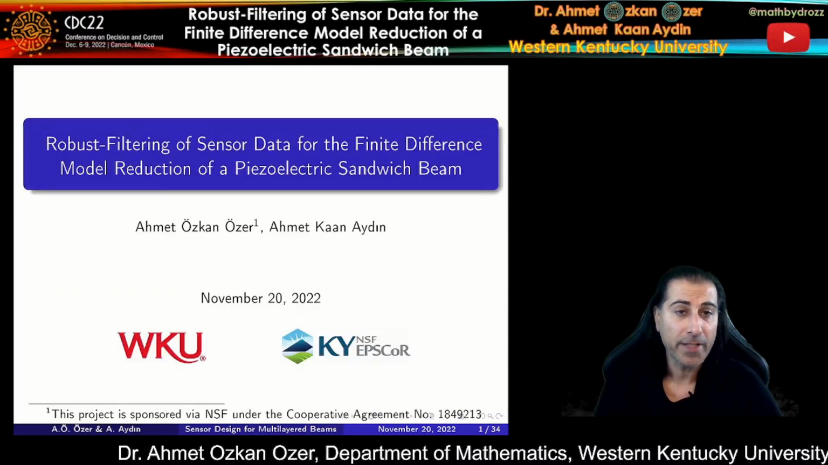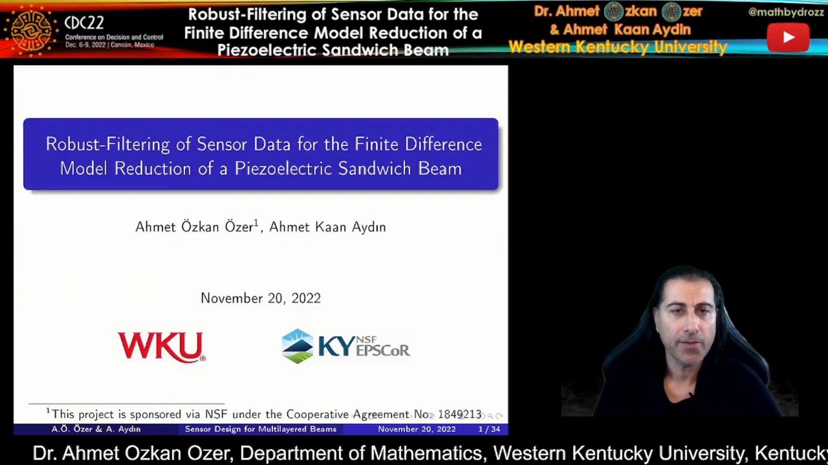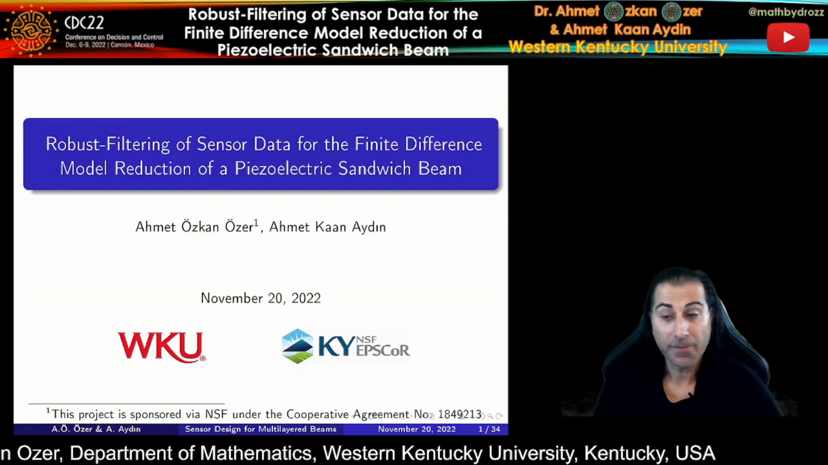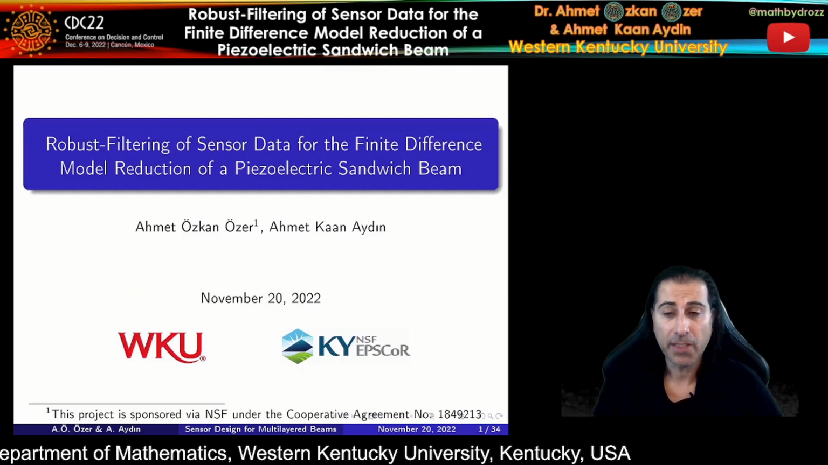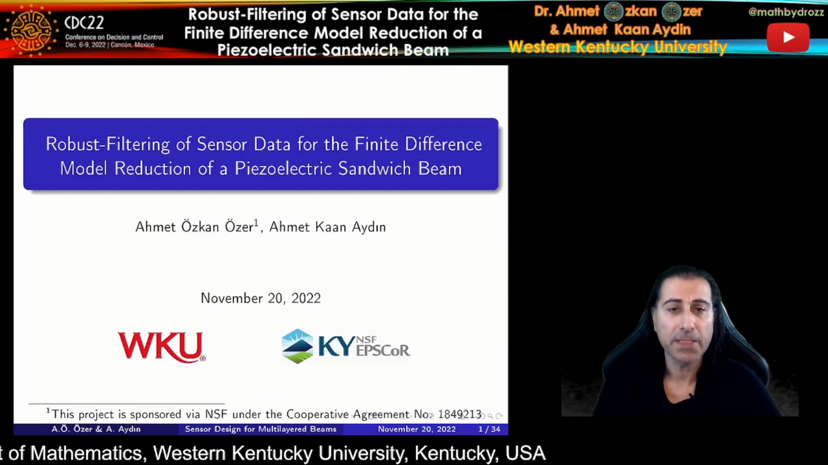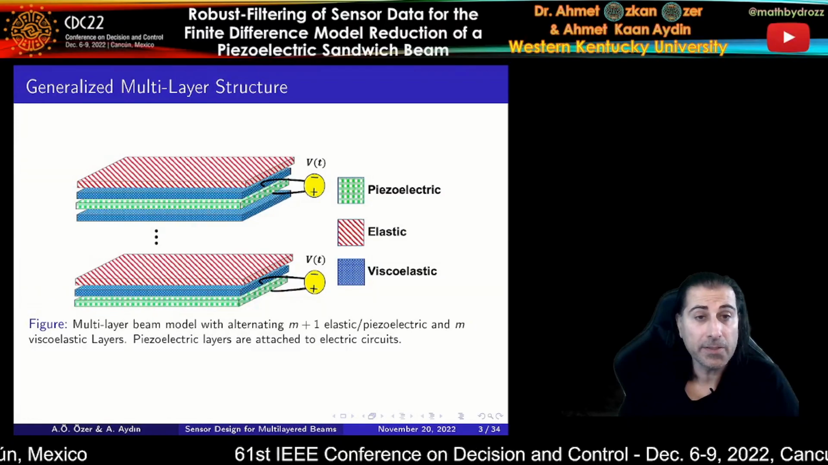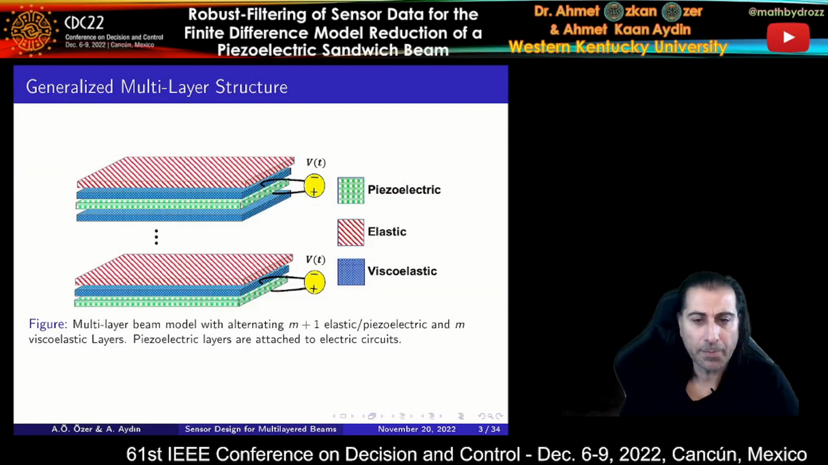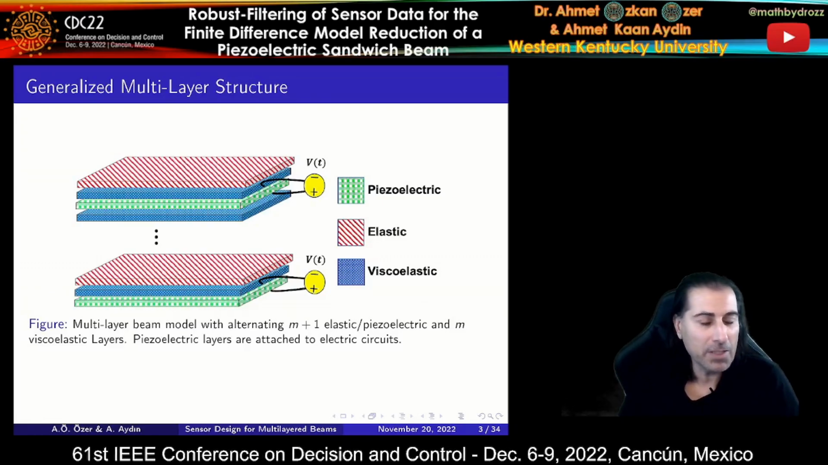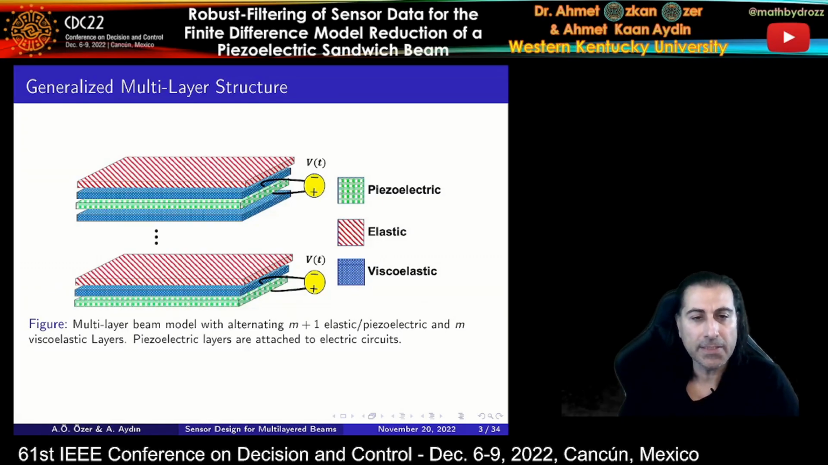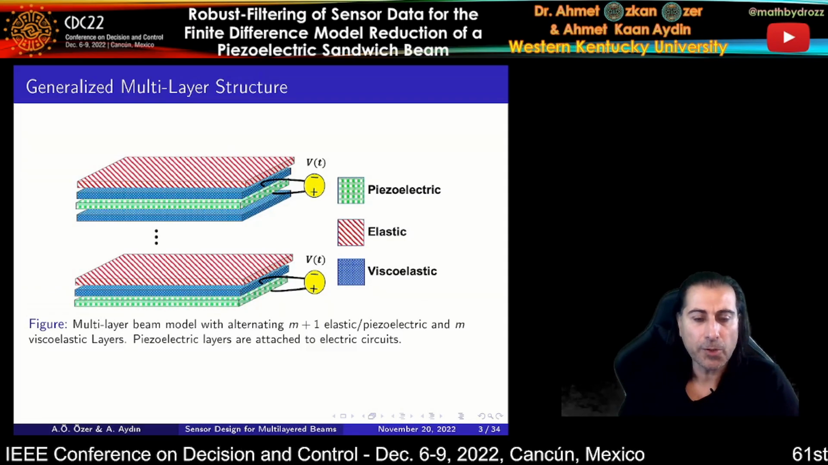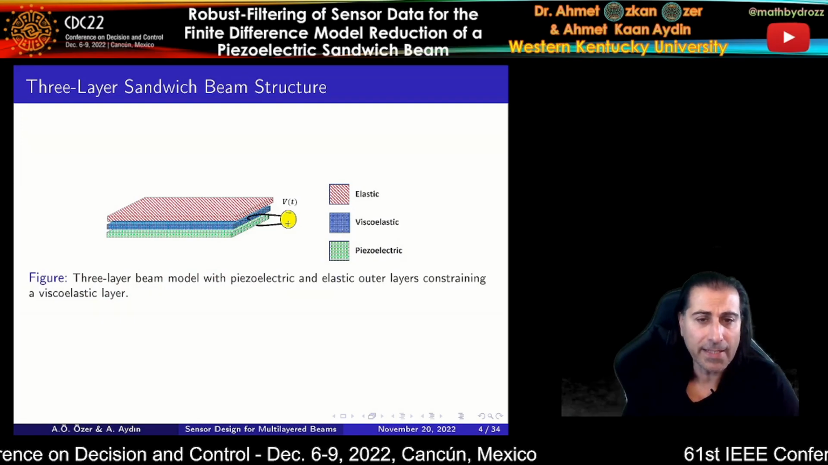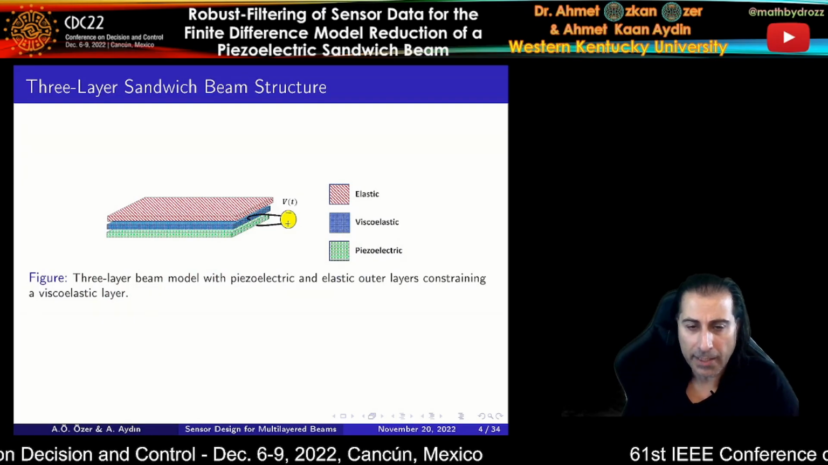This talk is centered around how to come up with a filtering algorithm for sensor data for the finite difference-based model reduction of a piezoelectric multi-layer beam. Here's the multi-layer structure with an arbitrary number of layers. We have M+1 elastic piezoelectric combo outer layers, and then these constrain M viscoelastic layers. And if you consider the three-layer beam model, simply we have elastic, viscoelastic, and piezoelectric combination.